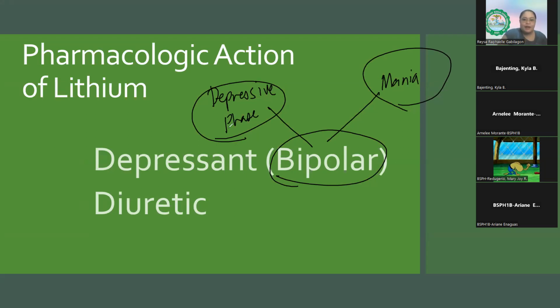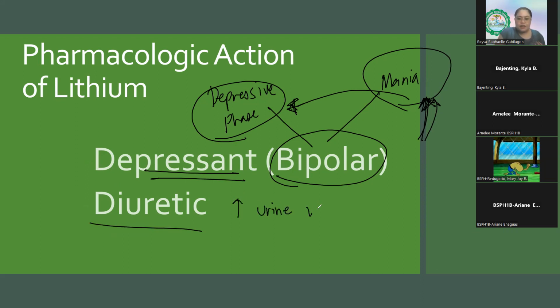Okay? Now, etong lithium is actually a drug here. Para siya sa mania. Kaya may nakalagay siya, depressant siya. Kasi pag tinreat mo itong mania, pwedeng mag-shift into like here, depression, yung ating patient. So again, yan yung gamit ng ating lithium. But aside from that, it can also be used as a diuretic. Pag sinabing diuretic, it can increase urine volume, pampadami ng ihi.